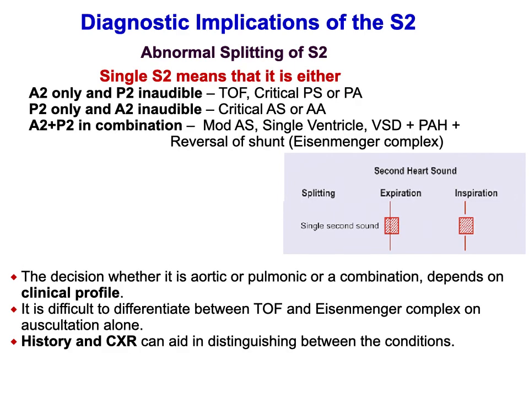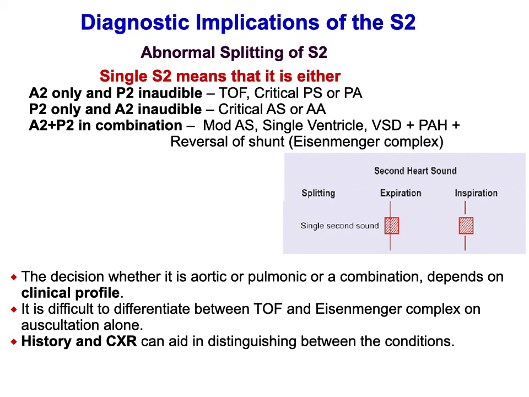Last part of today's presentation is single second heart sound. Single second heart sound means either it is A2 or P2 or a combination of A2 and P2. When P2 is inaudible, it is single A2. When A2 is inaudible, it is single P2. On combination, that is when there is moderate aortic stenosis, what happens? A2 is slightly delayed. When it falls with the P2, it produces a single second heart sound. So in combination, moderate aortic stenosis leads to a single second heart sound.